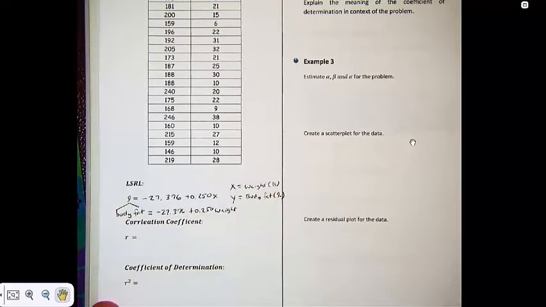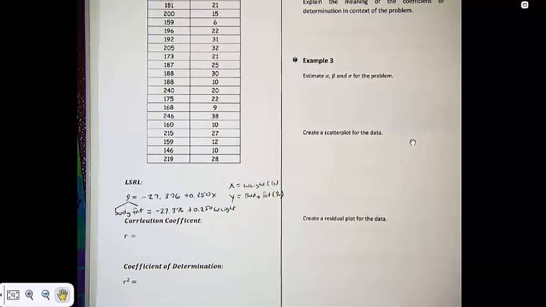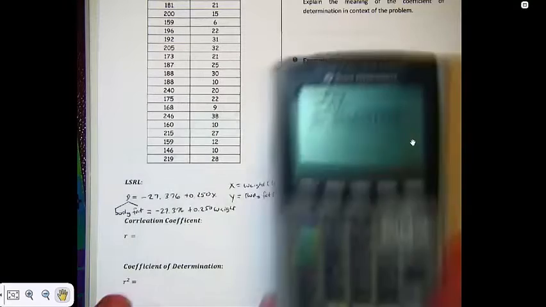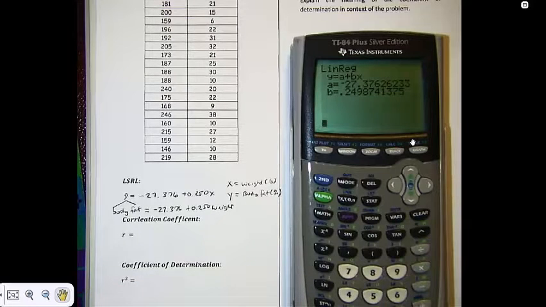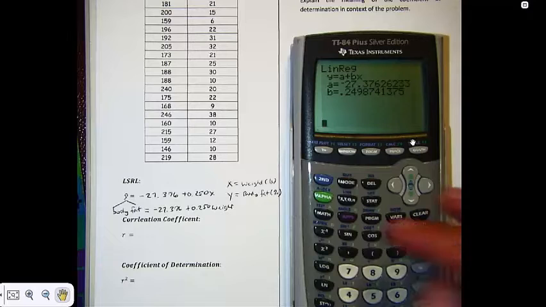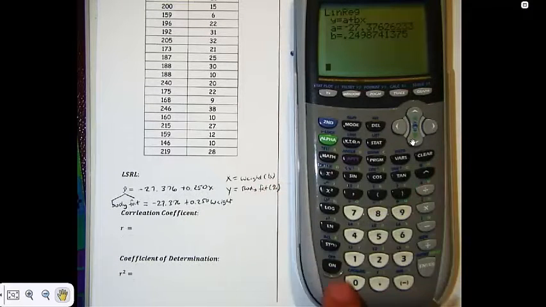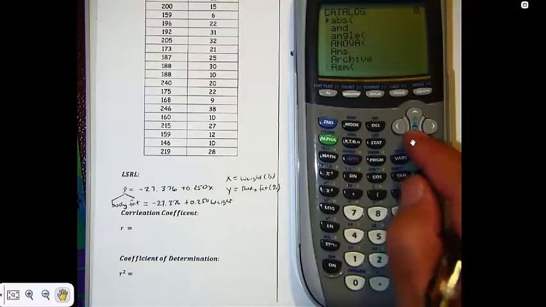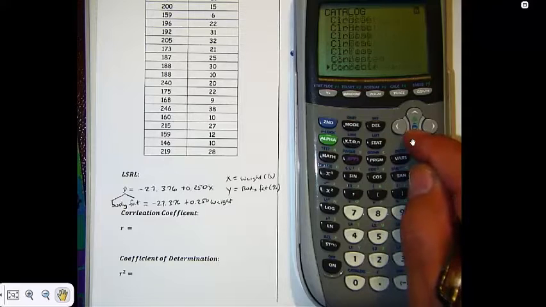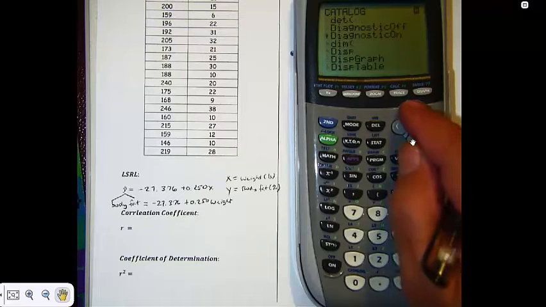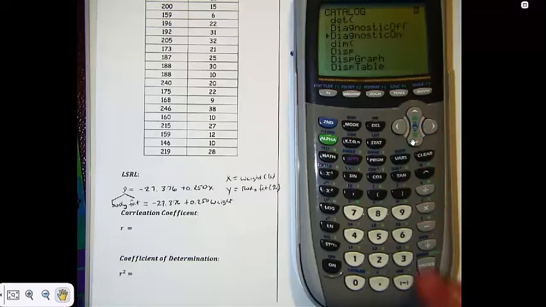Now let's go ahead and take a look at the correlation coefficient. Now notice when I did my linear regression, it didn't give me the value of r or r squared. So I want to make sure that my diagnostics are turned on. So let's go to catalog here. If I go second 0, if I choose my catalog option here, I want to toggle down to the D's. I can either just keep arrowing down until I get to the D's, or I can press D and it'll take me right there. But if I get down to the D's, I want to check for my diagnostics here. And I want to make sure that my diagnostics are turned on. Press enter again on the home screen and that's done.